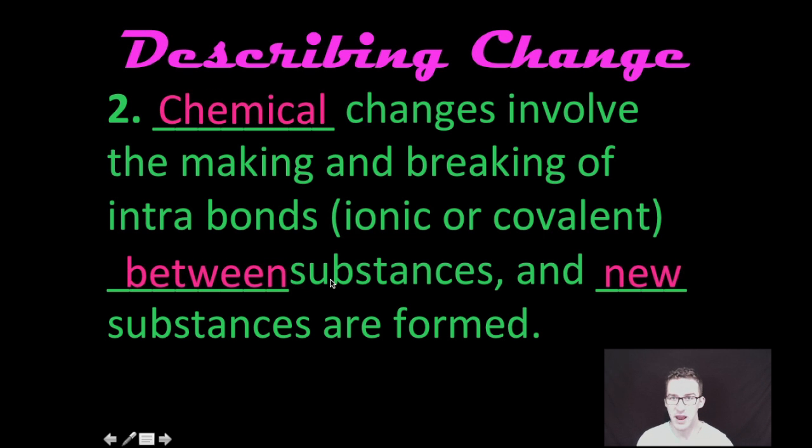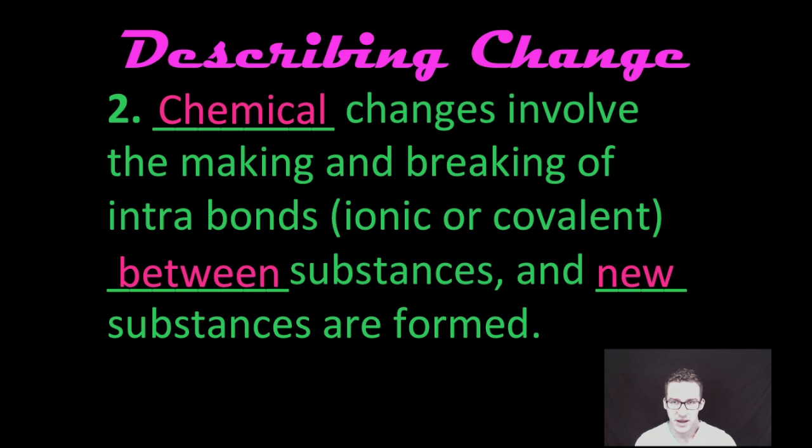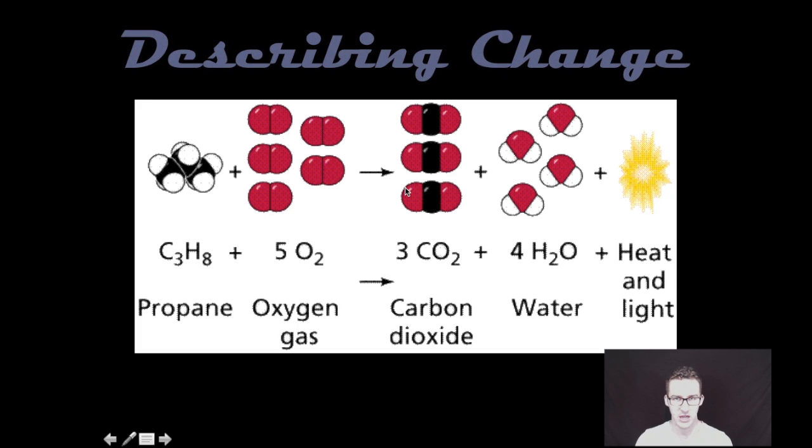Chemical changes, on the other hand, involve the making and breaking of intra-bonds, or your ionic and covalent bonds. They're the ones within substances, and we form new things in a chemical change. So here's a representation of a chemical change. Note that we're breaking the bonds that are within the molecules, reforming new bonds to create completely new products.